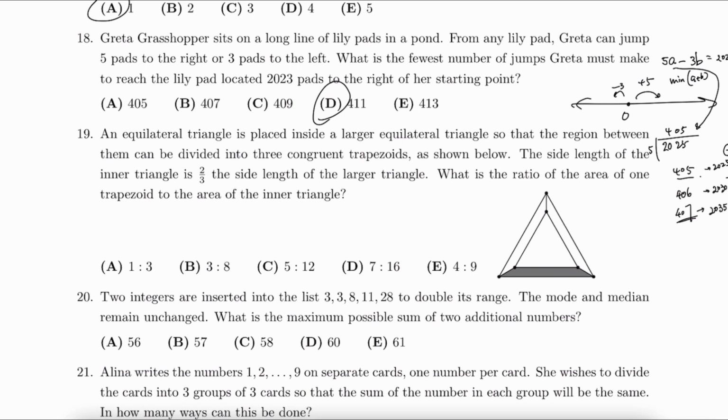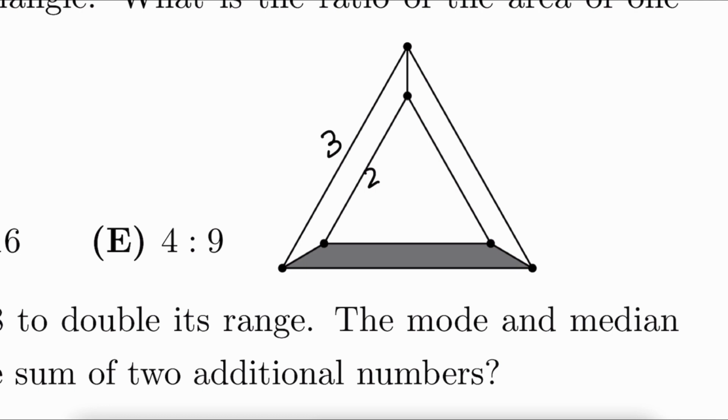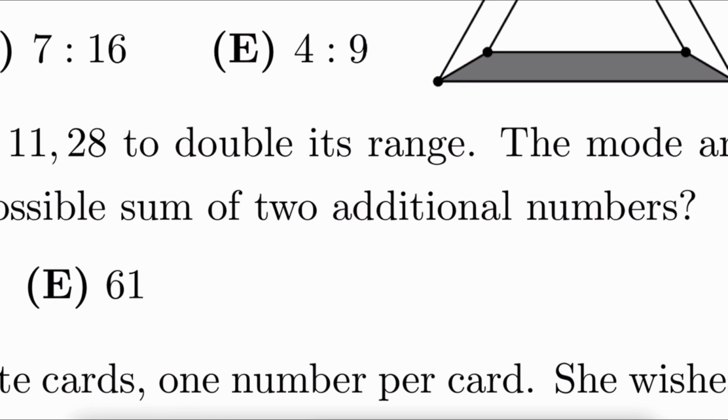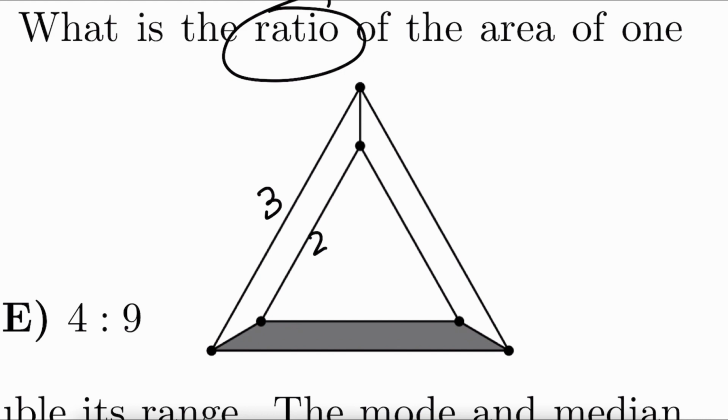So we are given that it's 2/3. We are also given that the trapezoids are congruent. That's very nice. So we know the side length ratio is 2 to 3. Let's just say the side lengths are 2 and 3 respectively. Because it's asking for a ratio, it doesn't really matter exactly what we put as the side length. And over here, we can find the area of each triangle. If you don't know the area of an equilateral triangle, that's fine. We can derive it really quick over here.